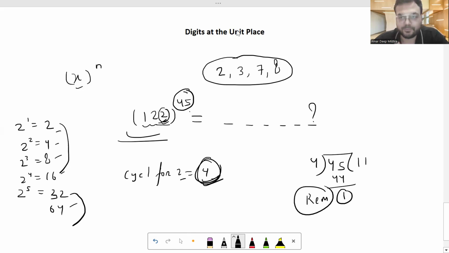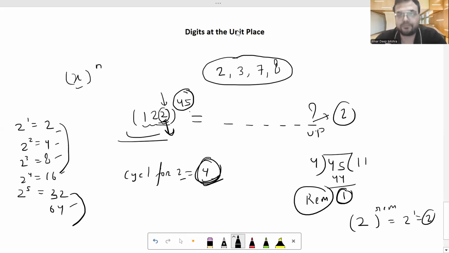Now the remainder is 1. Now 1 means what? You take this number 2, and 2 raised to the power of this remainder. So what I have done, I have taken this 2, which was here in the base number at the unit place, and raised it to the power of this remainder. Means 2 power 1, that is 2. 2 is the answer. Means here at the unit place, 2 will come. It's very easy.